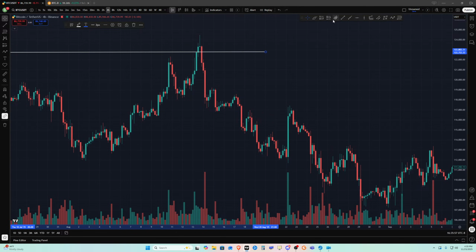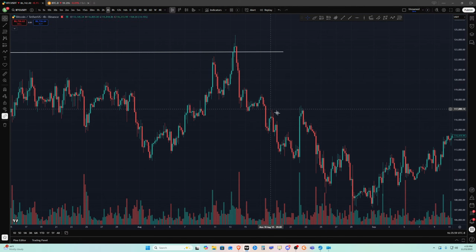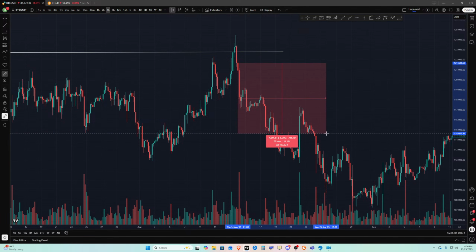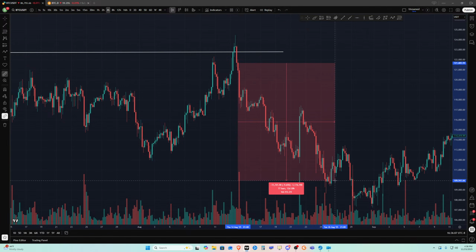We would take our measuring tool. There it is. Let's just go 75 bars sideways. There you go. Look, 75 bars sideways. From this first candle, 75 bars, it ends up being 12 days and 20 hours, which is standard from my experience, is about 2 weeks.